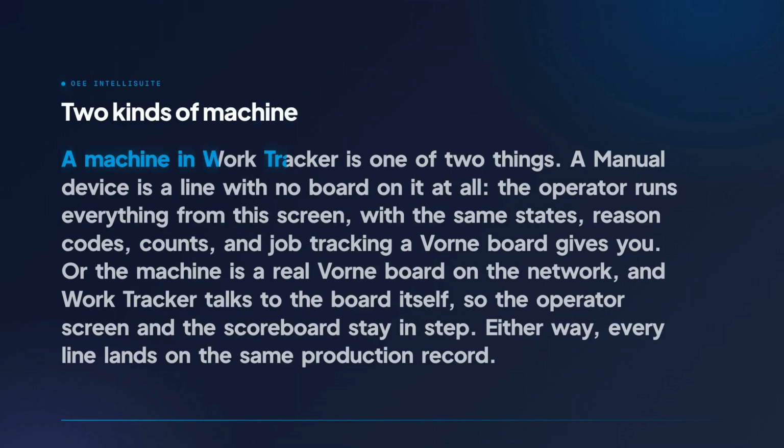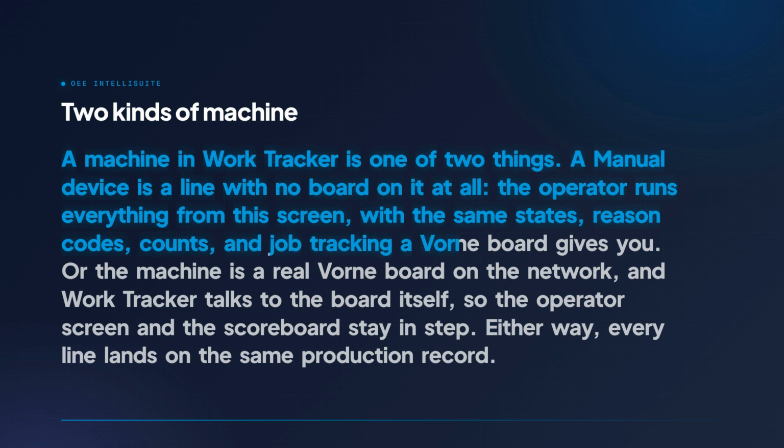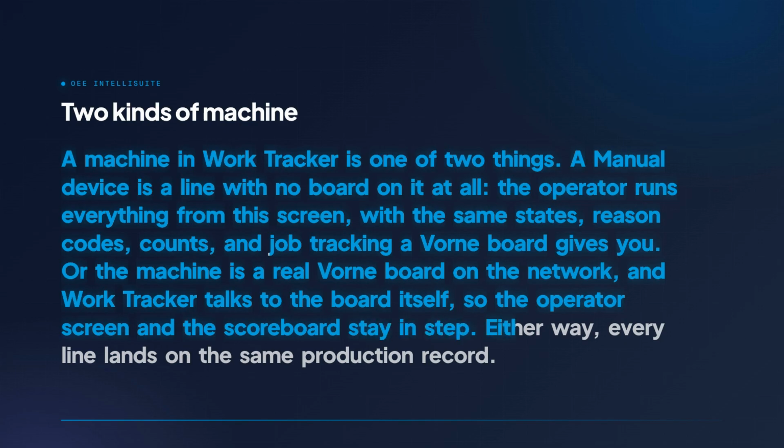A machine in Work Tracker is one of two things. A manual device is a line with no board on it at all. The operator runs everything from this screen, with the same states, reason codes, counts, and job tracking a Vorn board gives you. Or the machine is a real Vorn board on the network, and Work Tracker talks to the board itself, so the operator screen and the scoreboard stay in step. Either way, every line lands on the same production record.